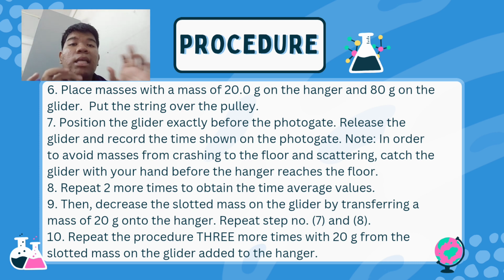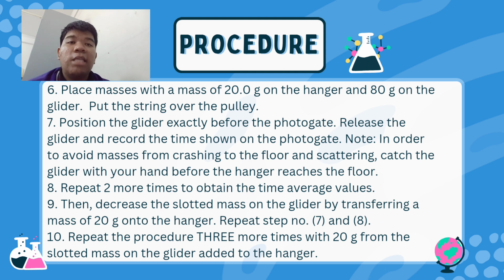Position the glider exactly before the photo gate, and then release the glider and record the time shown in the photo gate. Important notes: in order to stop the masses from crashing and scattering over the floor, you need someone or your friend to catch the glider before the hanger reaches the floor.